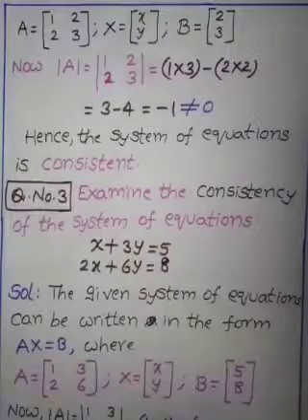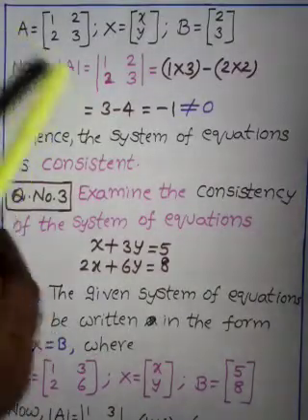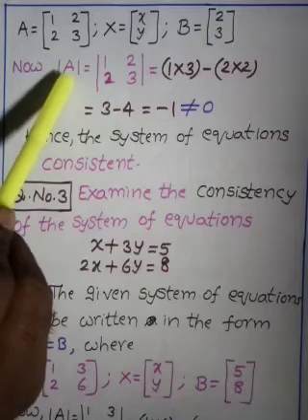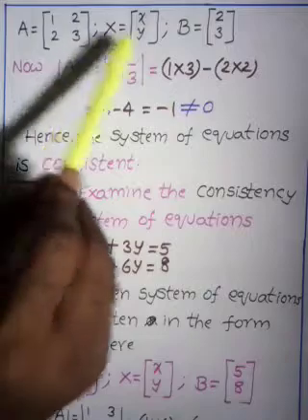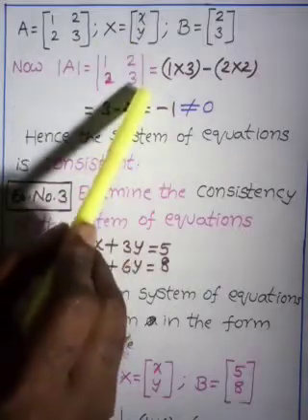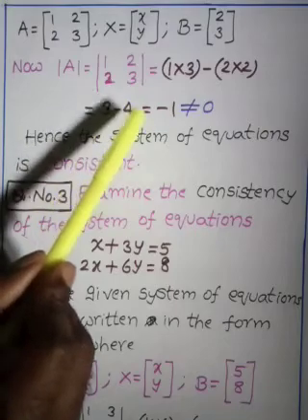This is the first stage. After that, we have to find the determinant of the matrix A. We are finding the determinant of the matrix A, det of 1, 2, 2, 3. You know this is a matrix of order 2 by 2, and you know how to find the determinant of a matrix of order 2 by 2.